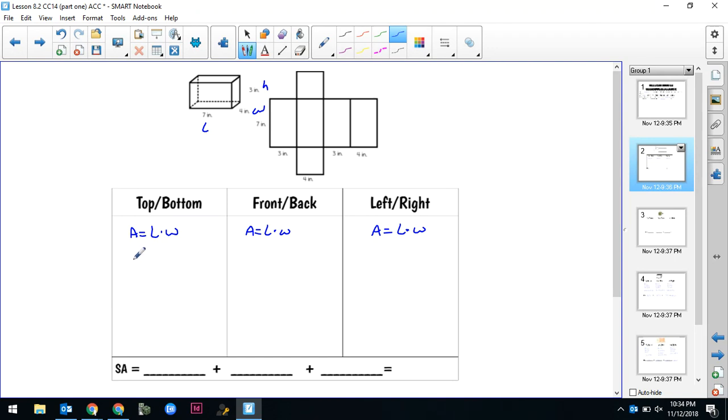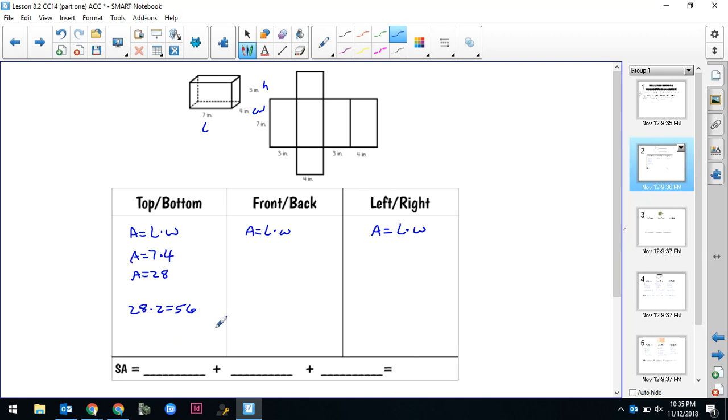So the top and the bottom in this case, we are looking at the length and the width of 7 and 4. You can see that rectangle is laying down, so it is 7 inches long and 4 inches wide. So we're going to rewrite that as A equals 7 times 4. And of course, that's 28. Since that's the bottom, we want to multiply that by 2 to get our total area for both the top and the bottom, which is 56.